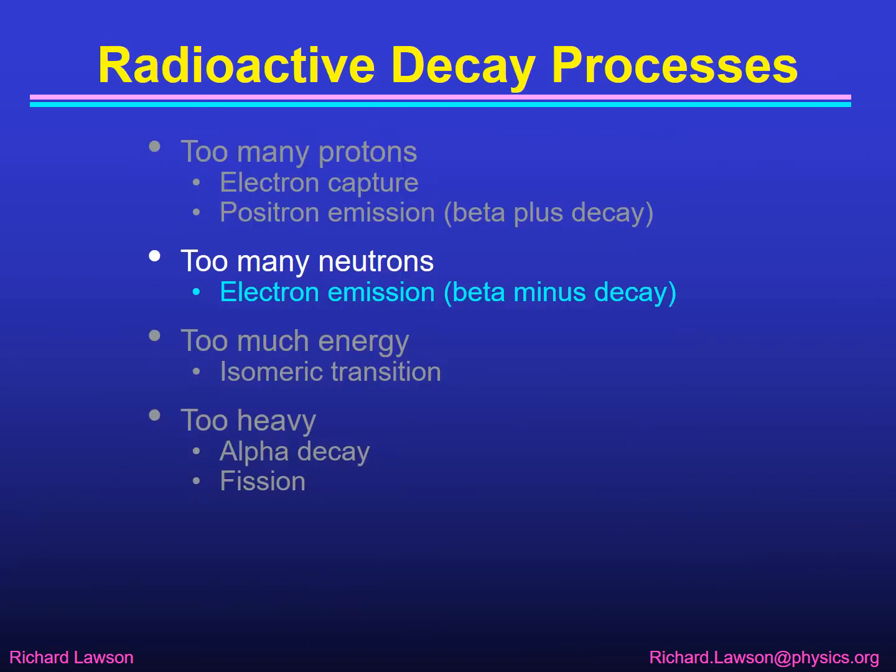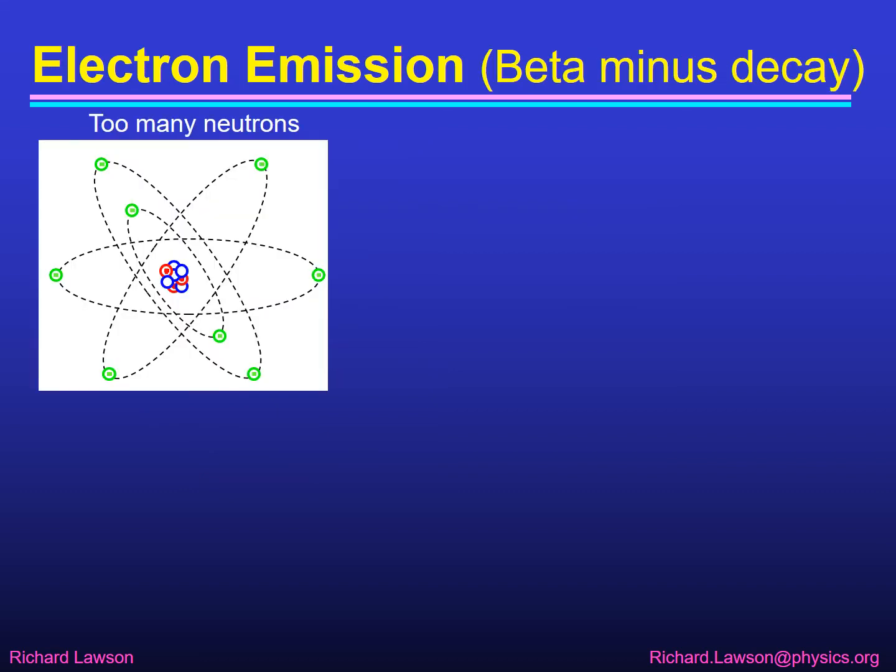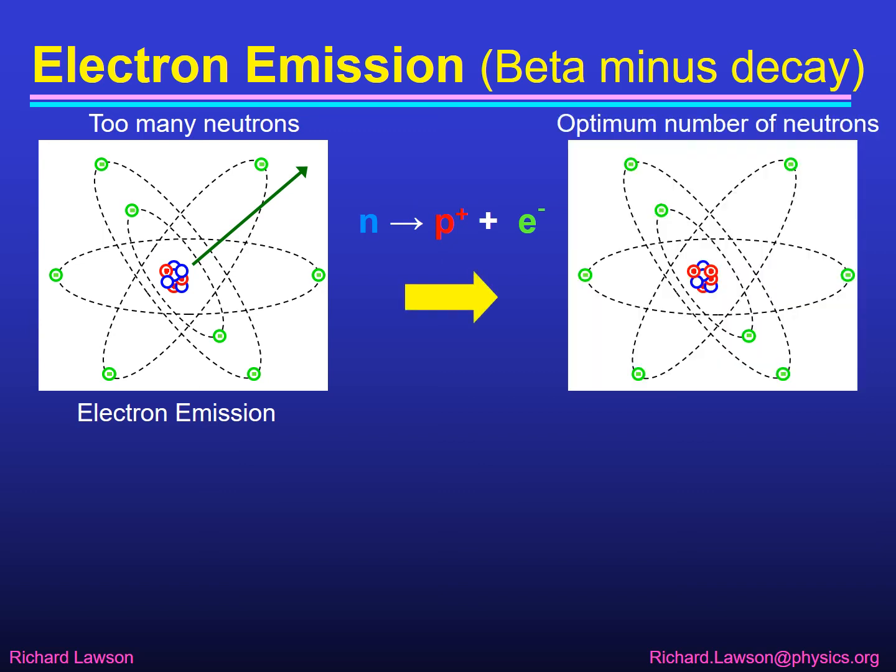If we have too many neutrons, the only form of decay possible is electron emission, also known as beta minus decay. In the process of electron emission, we have a nucleus with too many neutrons. So if it emits an electron with a negative charge, that will turn the neutron into a proton. That means we end up with the correct number of neutrons, but the excess energy comes off as a gamma ray in gamma emission.